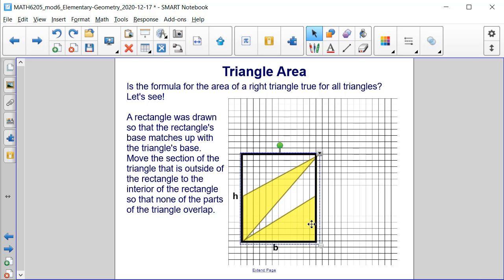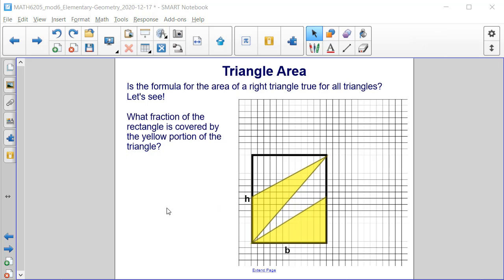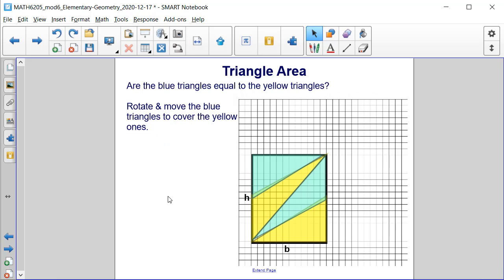What do you think the relationship is here? What fraction of the rectangle is covered by the yellow portion of the triangle? Are the blue triangles equal to the yellow triangles? We can try and rotate and move the blue ones to see if they cover the yellow triangles.